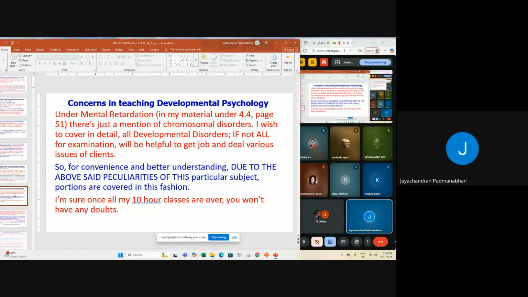Under mental retardation, in my material 4.4, page 51, that is the material I have. It follows the same material, though one set or five sets may make a difference. There is just a mention of chromosomal disorders. I wish to cover all developmental disorders in detail. If not for examination, it will be helpful to get a job and deal with various issues of clients. So for convenience and better understanding, due to the particulars of this subject, portions are covered in this fashion. I'm sure once all my 10-hour classes are over, you wouldn't have any doubts.